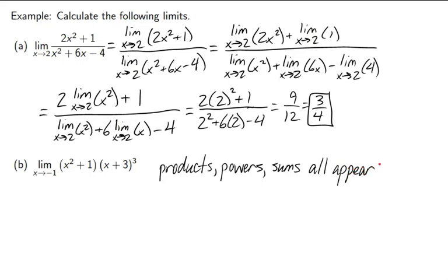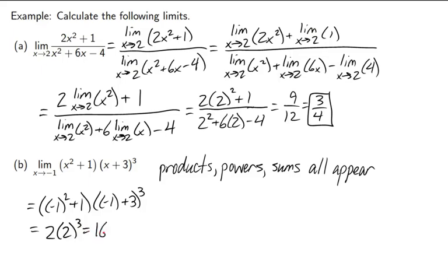As long as you can break it down and say it's just powers, products, quotients, sums, and differences, and maybe roots, you can just directly substitute in as long as you never get a denominator of 0. At least in these simple cases. We simply get -1 squared plus 1 times -1 plus 3 cubed. So we get 2 times 2 cubed, which is 16 for this one.